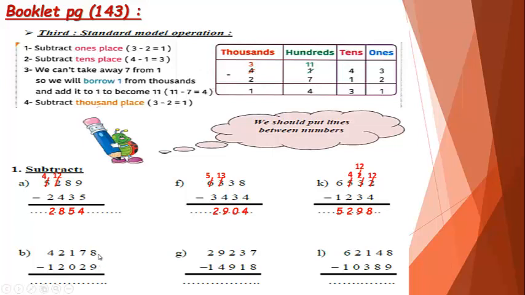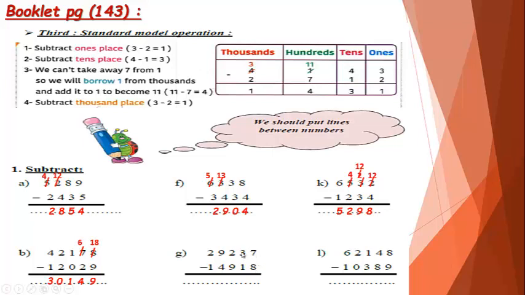This one, 8 minus 9. Can I take 9 from 8? Of course, no. So I'm going to take 1 from the 7. It will be 6. And this 8 is going to be 18. 18 minus 9 equals 9. 6 minus 2 equals 4. 1 minus 0 equals 1. 2 minus 2 equals 0. 4 minus 1 equals 3. It's 30,149.